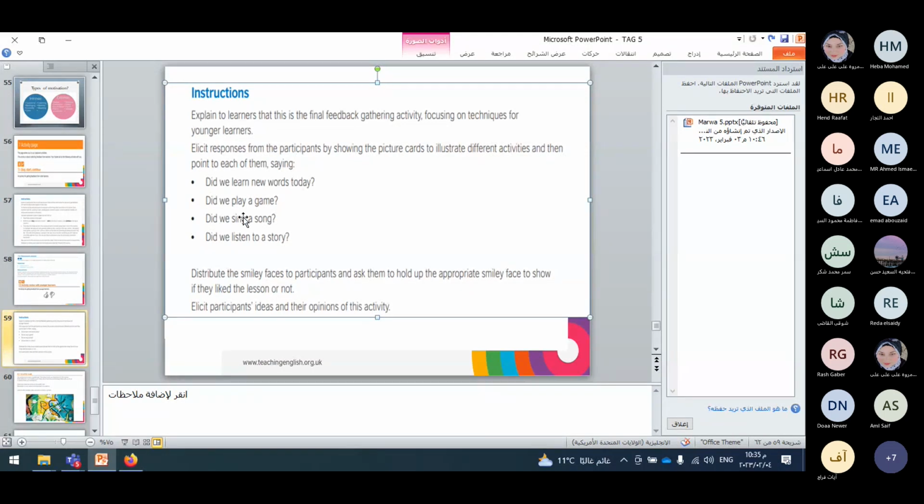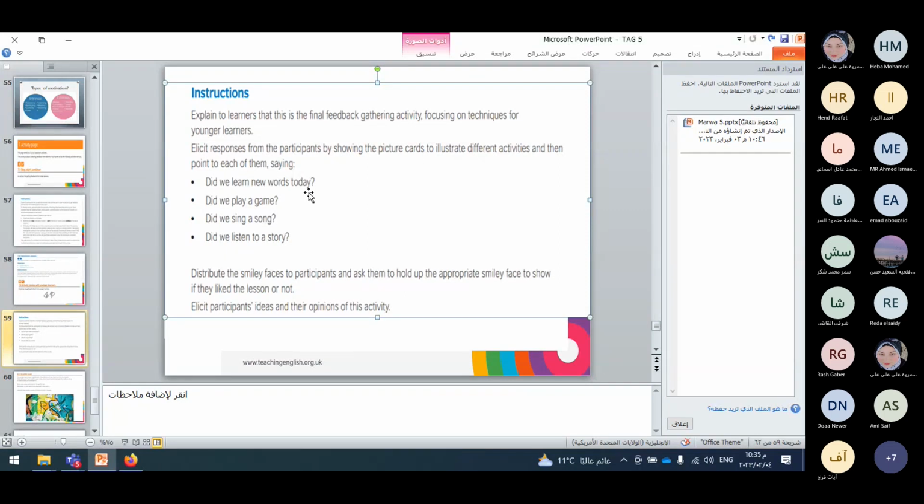Okay, they show you the angry face or the sad face, so you distribute the smiley faces to participants, to young learners, and you ask them these questions. Did we learn new words today? If yes, if they really succeeded to learn new words, they show you the smiley face. If they didn't, and they couldn't understand the new words or acquire new words, they show you the sad face or the angry face. Okay.